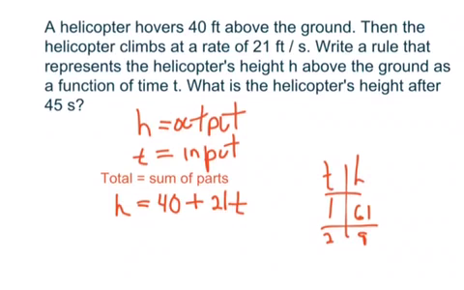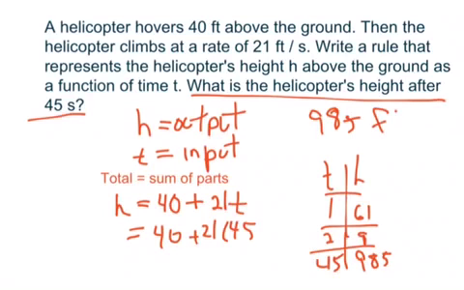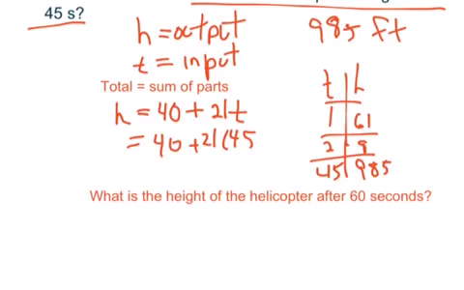So answering the last question, what's the height after 45 seconds? Okay, so we could plug 45 in for t. Plugging 45 in, it would be 40 plus 21 times 45. So 40 plus 21 times 45 is 985 feet. So a last question for us to do on ourselves. What's the height of the helicopter after 60 seconds? So if you can figure that question out, and then include that in the Google form.